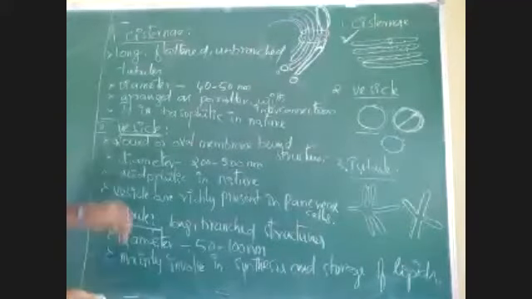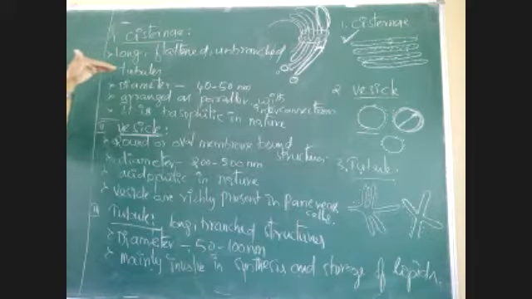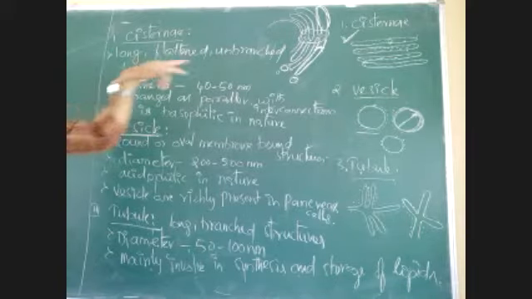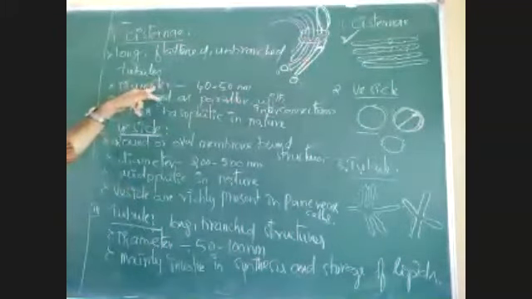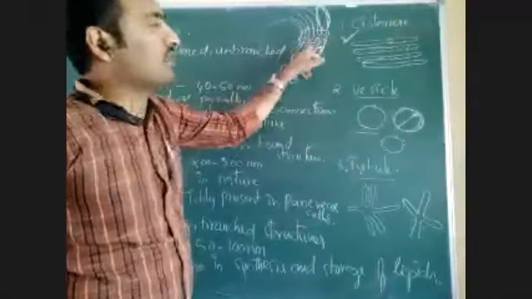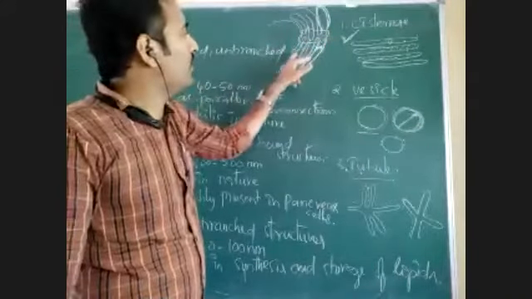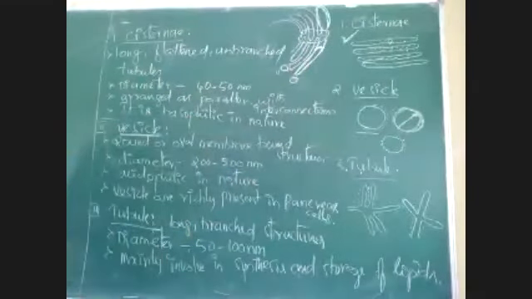See now, the cisternae are long, flattened, unbranched tubules. They have a diameter of 40 to 50 nanometers. They are arranged in parallel lines with interconnections, one like that. They have interconnections also. They are basophilic in nature.